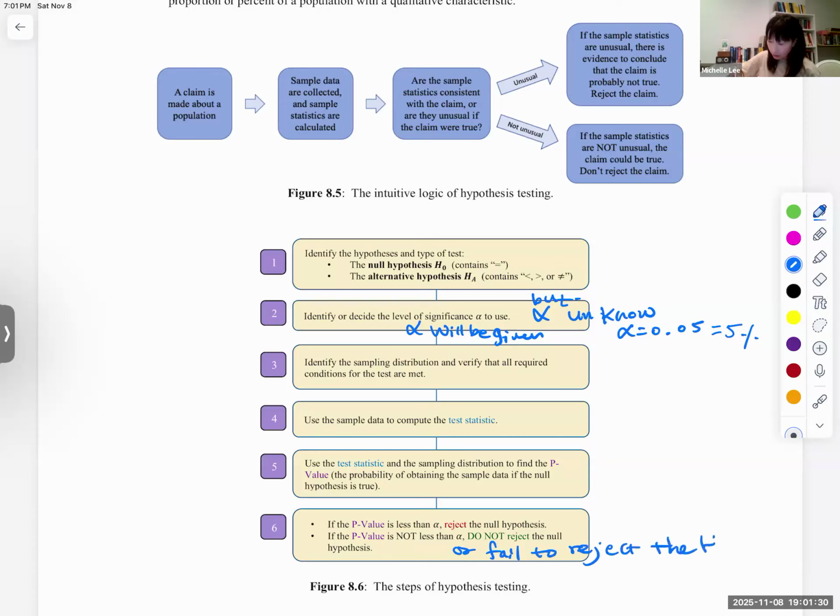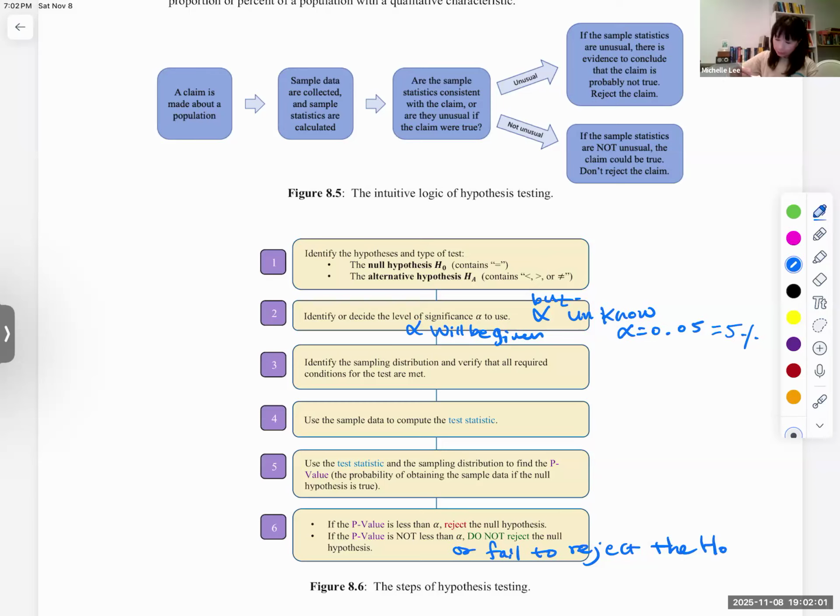the null hypothesis test. So we talk about this like a court system. We don't say innocent, right? We say guilty, not guilty. So here, if the p-value is less than alpha, we reject. If the p-value is greater than alpha, fail to reject. Yeah, if the p-value is less than alpha, we do reject the null hypothesis test.